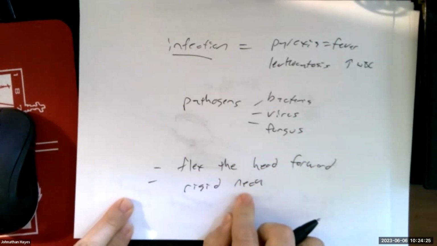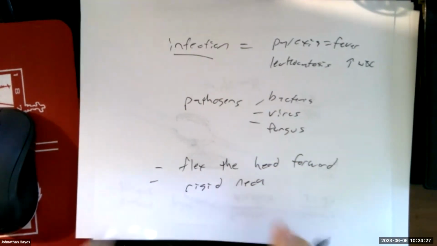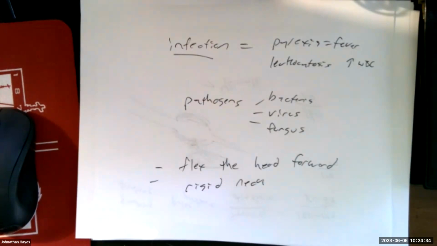That's a clear sign that meningitis might be present. So we call it nuchal rigidity. It's kind of like the back of the neck is frozen. They can't bend the head forward. They can't turn the head, rotate it one way or the other.